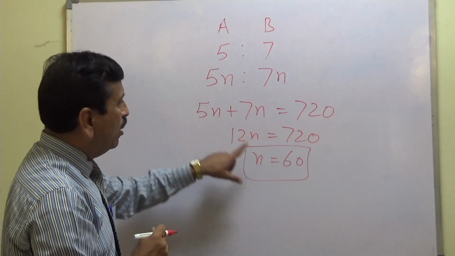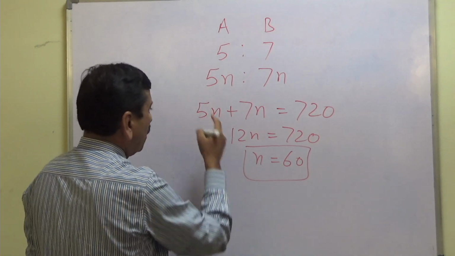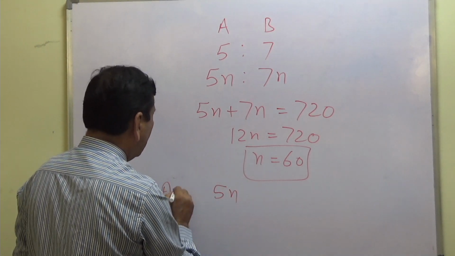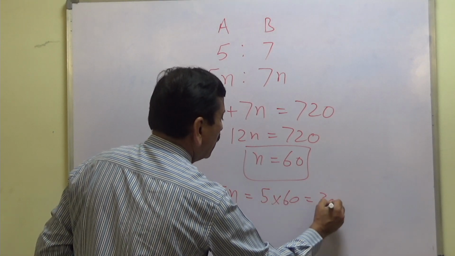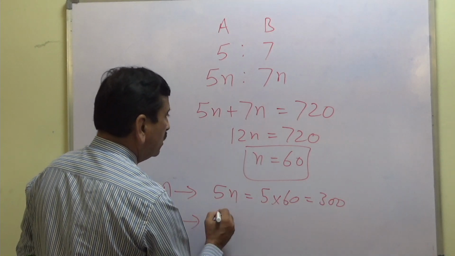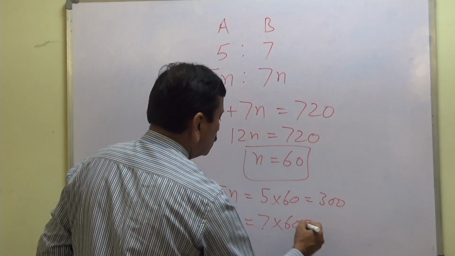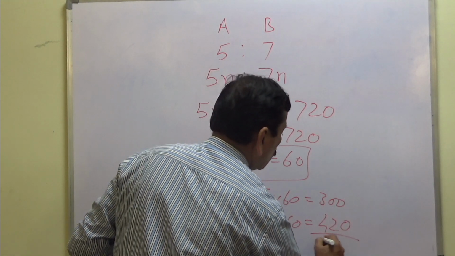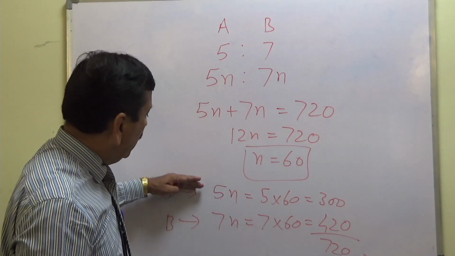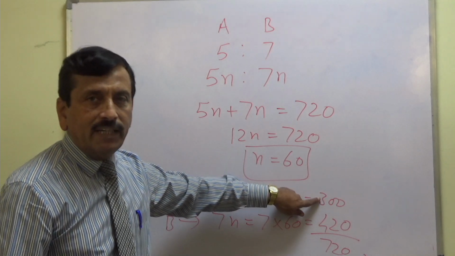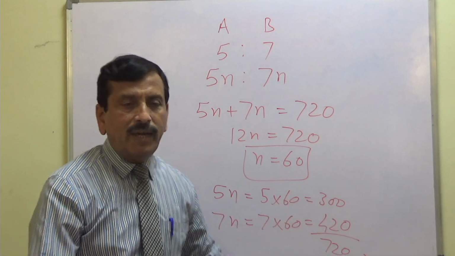Now substituting this value of n is equal to 60, A will get 5n, which means 5 into 60, that is 300. B will get 7n, which means 7 into 60 is equal to 420, and the total is 720. Thus 720 rupees are distributed between A and B so that A will get 300, B will get 420, and their ratio is 5:7. Thus we are able to divide it.